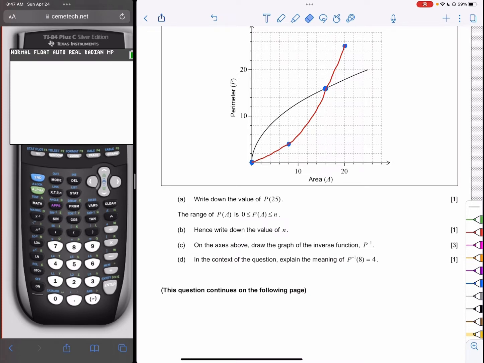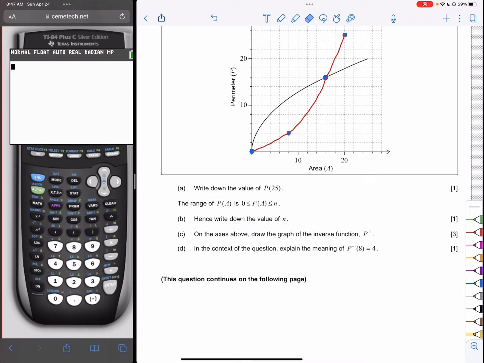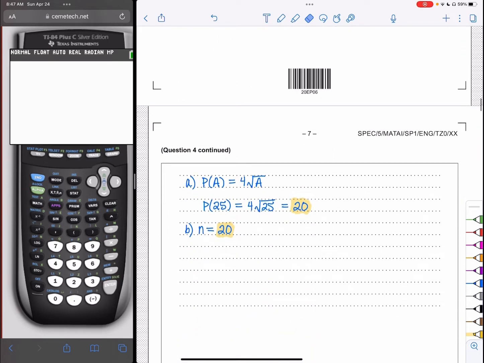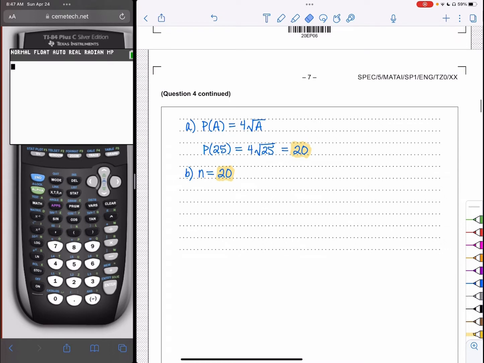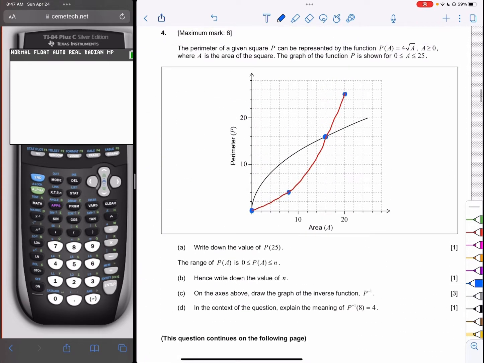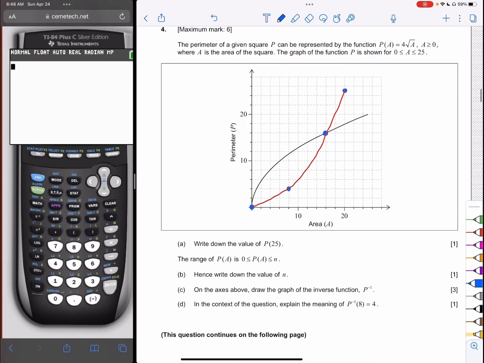Part D, it says, in the context of the question, explain the meaning of the inverse of P of 8 is equal to 4. All right, so remember, we already know that the definition of inverse means that you are basically swapping the x and the y. So when we do part D, we have to explain it in terms of what we are talking about. So we already remember that A stands for the area of the square, P is going to be the perimeter of the square.